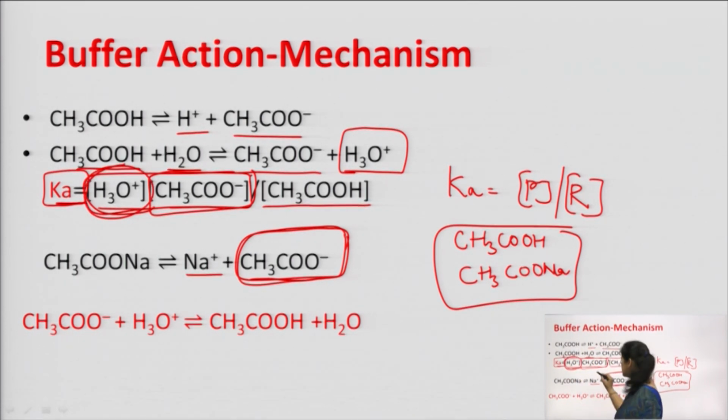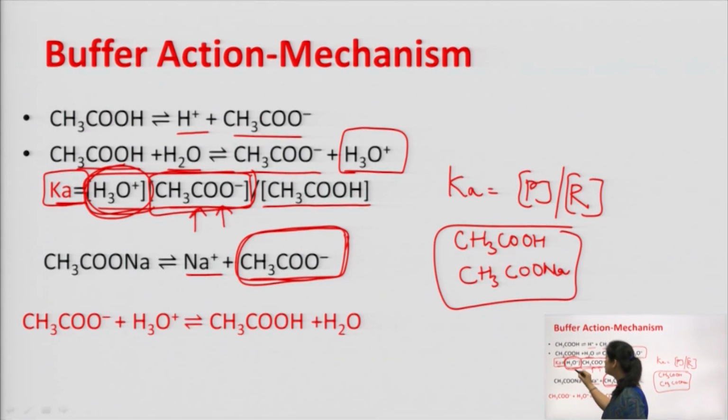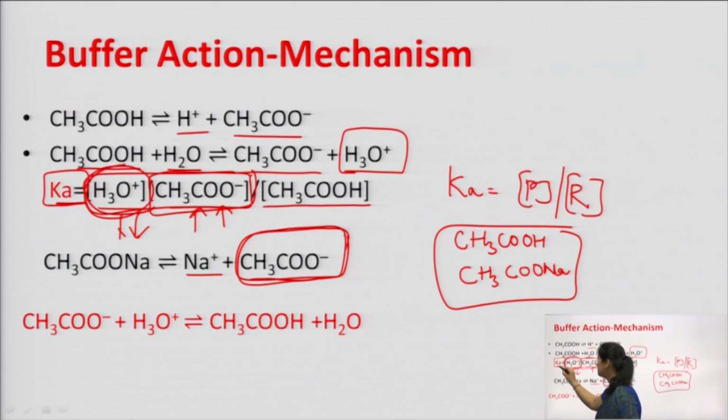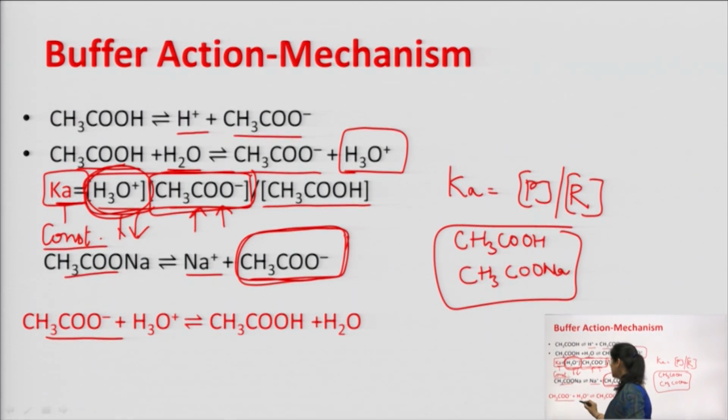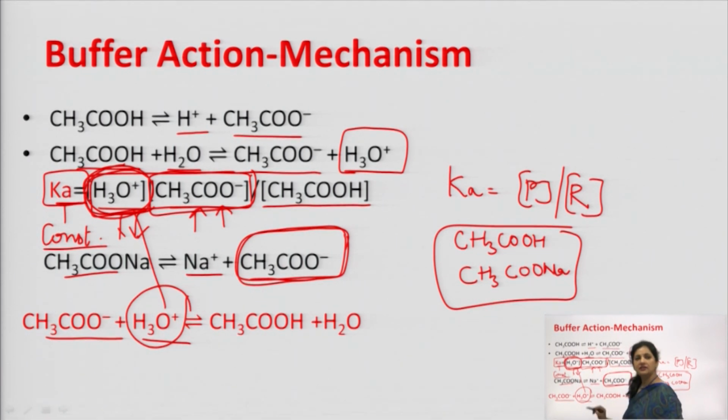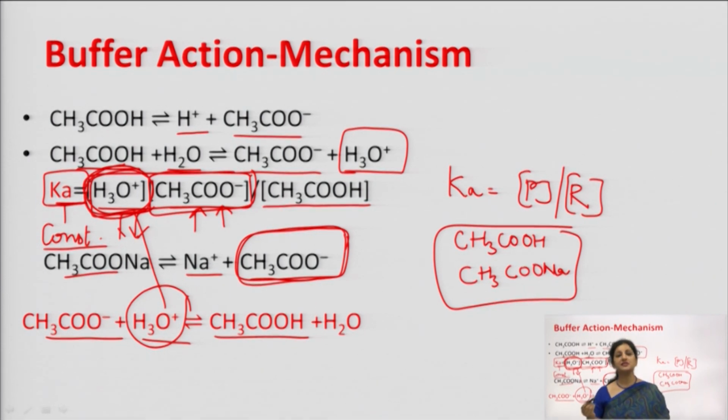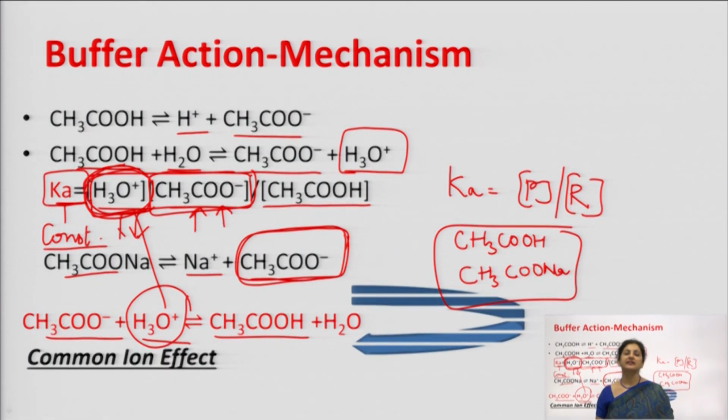Decreasing this concentration, since this is increasing, I have to do what? This will automatically decrease because this is a constant. So, the equilibrium will shift in this direction. Why? Because hydronium ion is decreasing. So, hydronium ion is decreasing means the equilibrium is shifting towards this. Means what? That acetic acid is not dissociating much. In the presence of what? In the presence of its salt. This is called common ion effect.